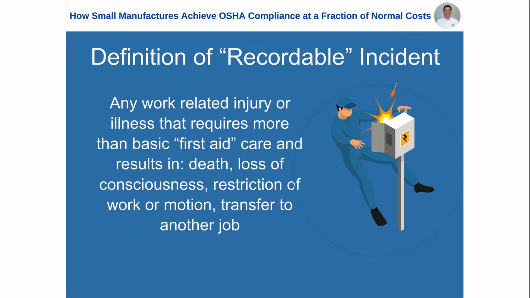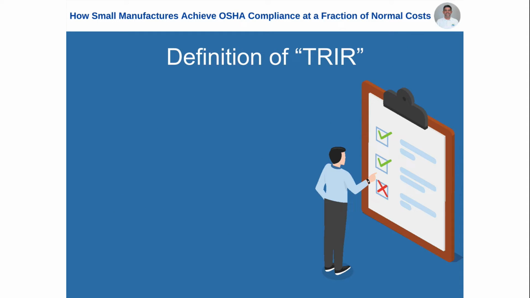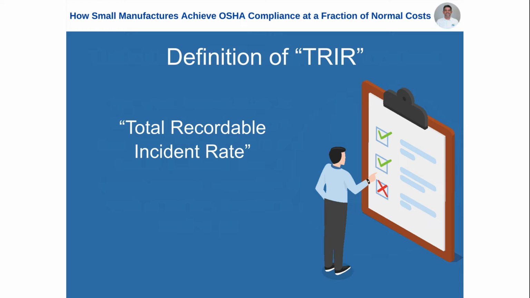The definition can get a lot more complex than this depending on the circumstances, but this is a good baseline definition and probably one of the most important things of this whole video and this whole concept is what a recordable incident is. All right, let's talk about the definition of TRIR. TRIR actually stands for total recordable incident rate. So in summary, it's going to talk about the incident rate of injuries and illnesses at your company. That's what TRIR is going to do.